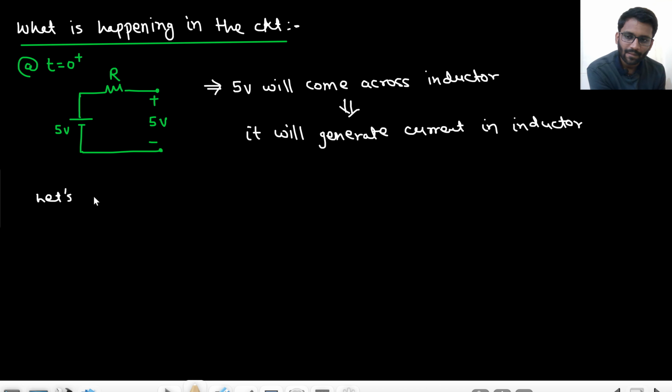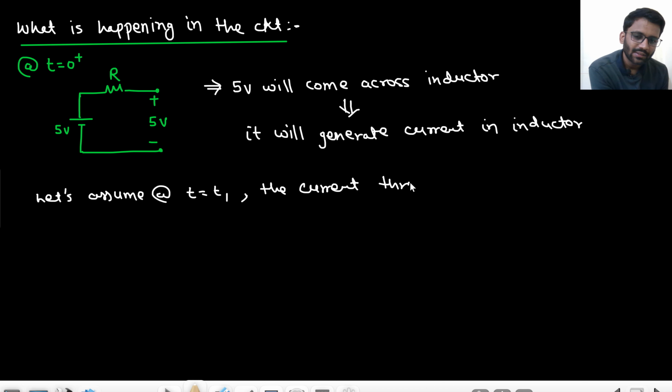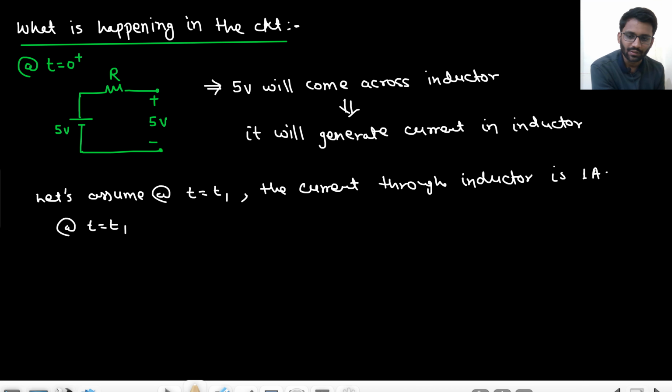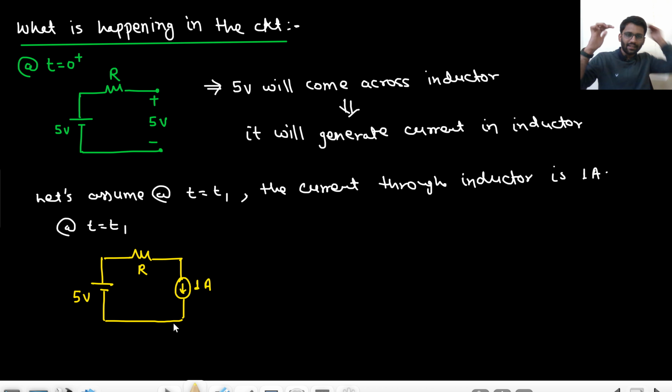Let's assume at t equals to t1, the current through inductor is some ampere, we don't know. Let's just assume it is 1 ampere. Because of the voltage developed, the current is 1 ampere. So what is happening at t equals to t1? This is 5 volt, this is resistance R, and the current through the inductor is 1 ampere, right? Now it is not like that I am replacing it with this initial condition or nothing. Just an inductor that is having 1 ampere current, that means this resistance is also having 1 ampere current. Let's just assume the resistance value is 1 ohm.